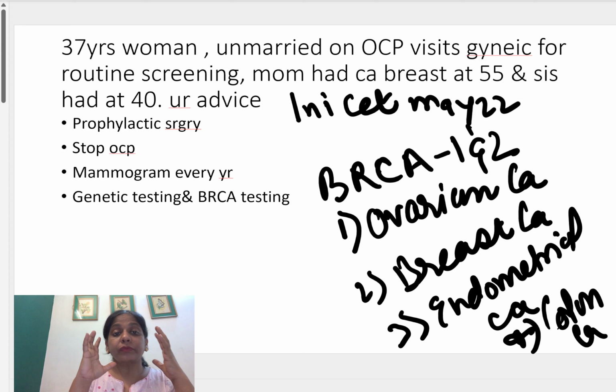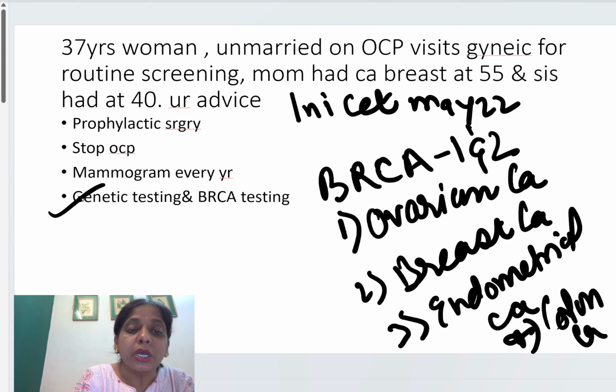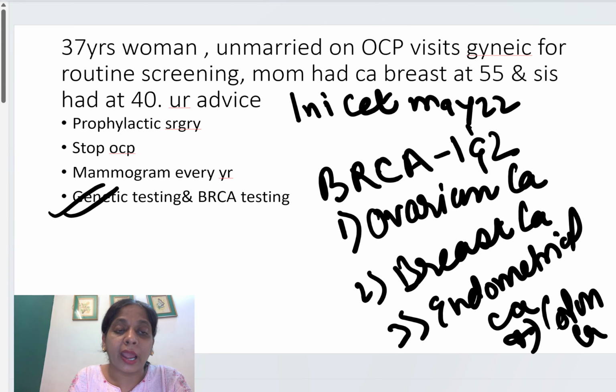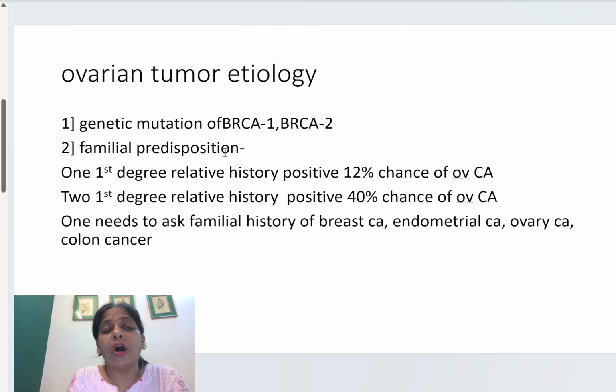Okay, so as you can see, two close relatives are having CA breast. Her mother and her sister both are having CA breast. So there is a high chance that this lady is having a BRCA mutation. So the answer to this question is genetic testing for BRCA mutation. If this lady is having the BRCA mutation, there is a high chance that she will soon also be suffering from any of the four cancers.